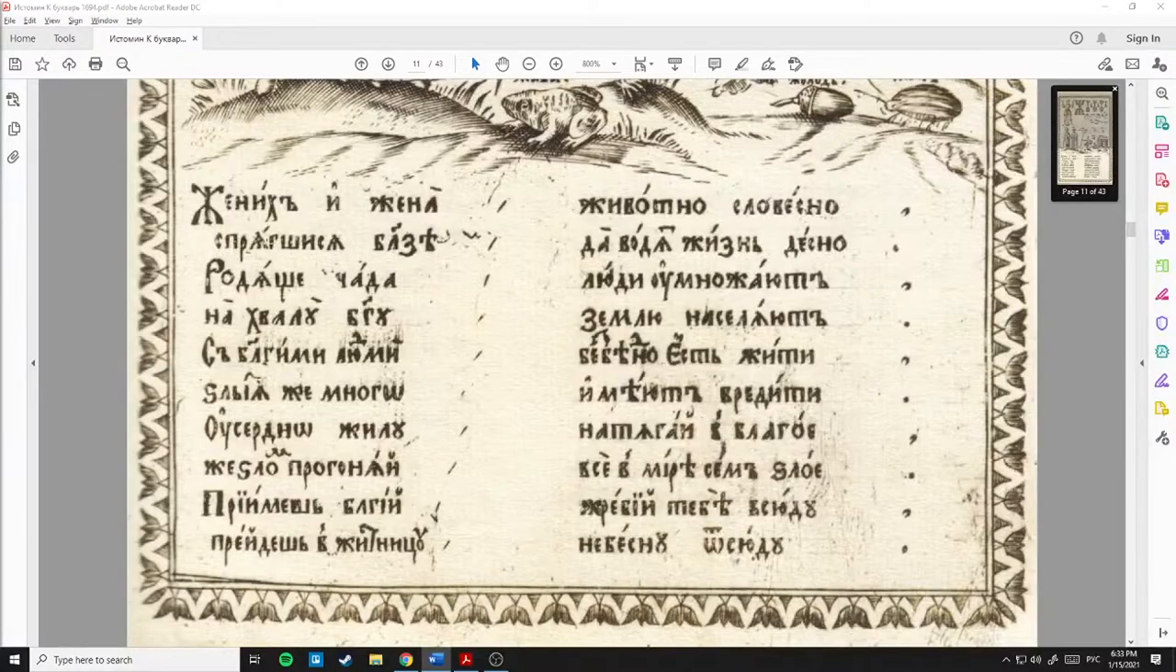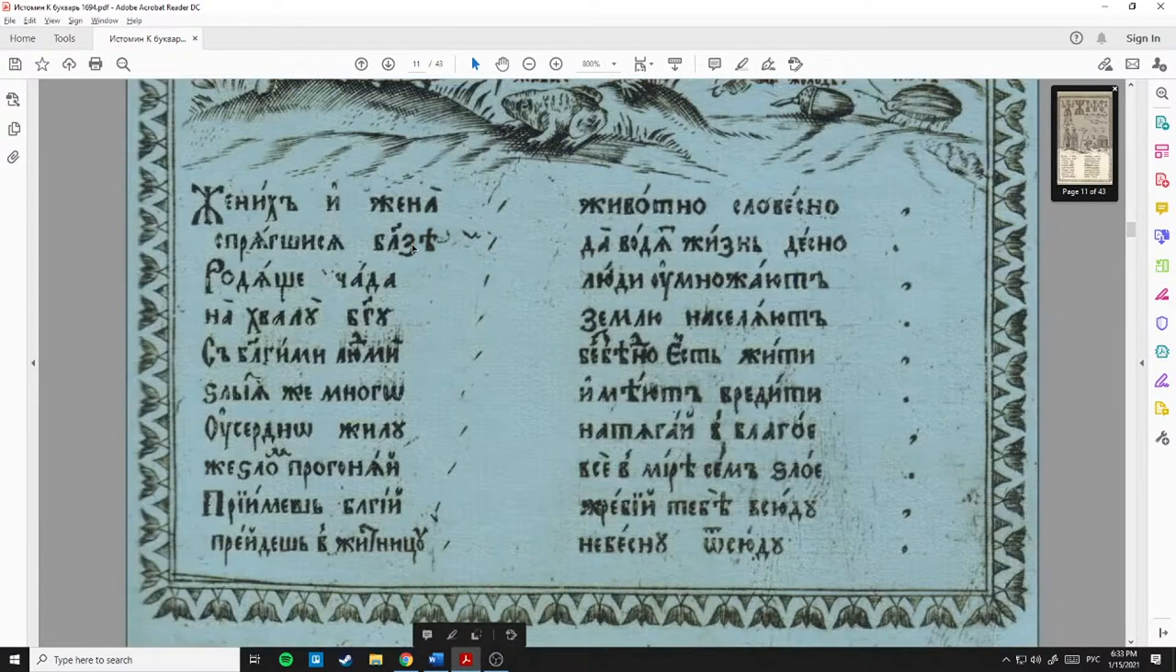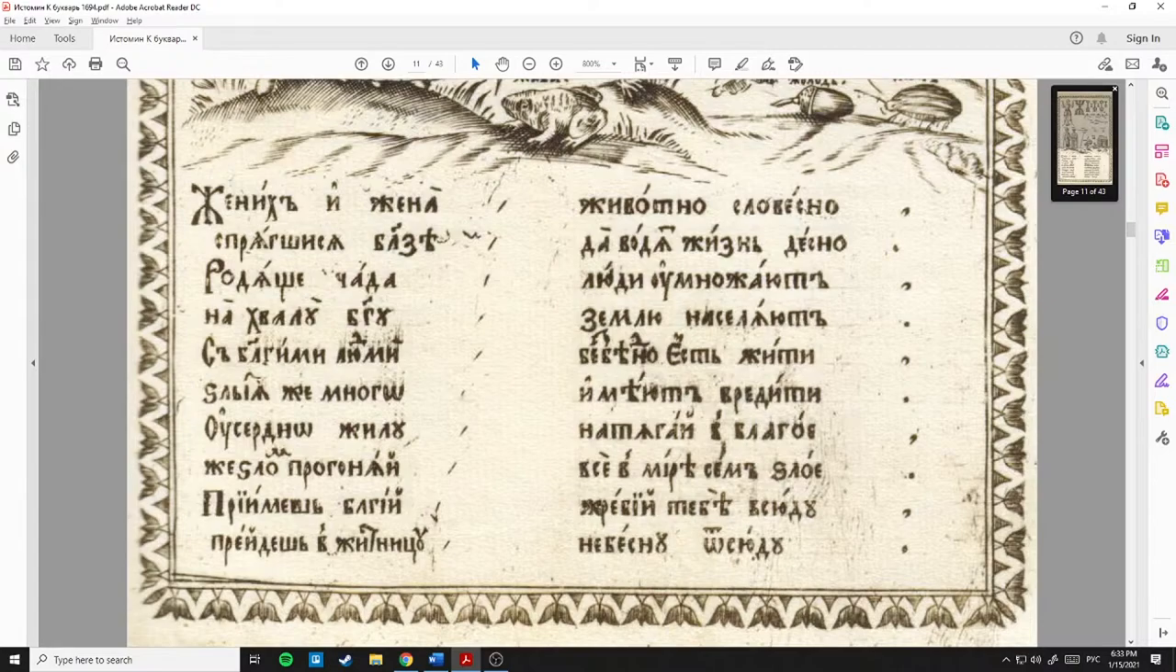Then we go on. Spragšisia. Oh yeah, I remember looking this up. In the olden days, spragšisia actually meant to be connected by marriage. And this is the old form, so this is blagie, with yat. But then the G would change into a Z sound. United in life by word.